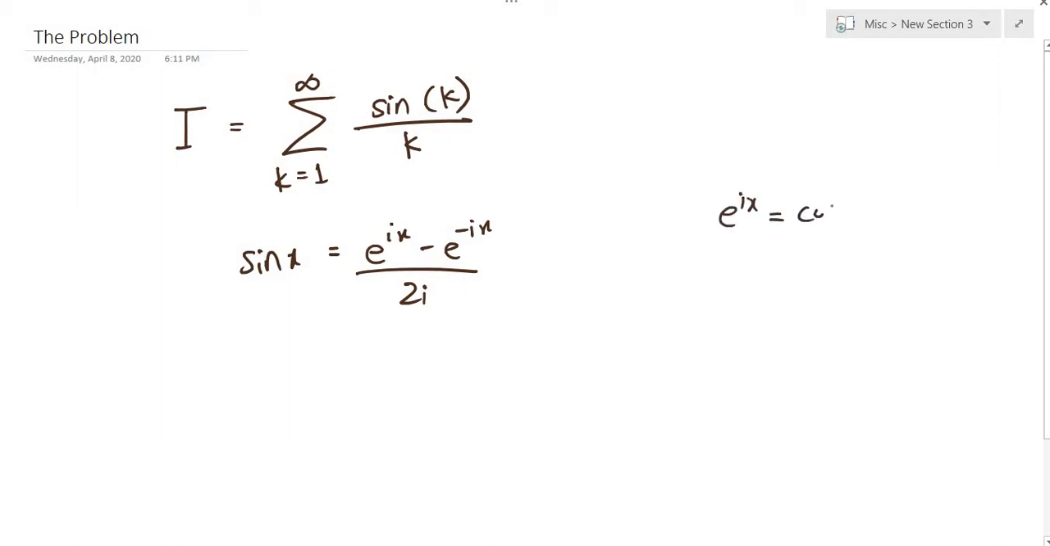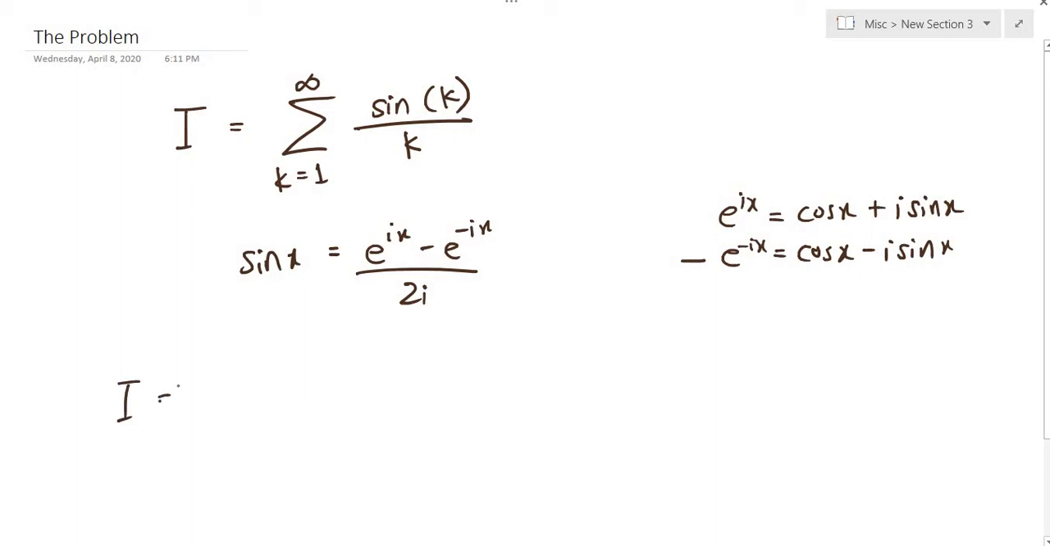This is basically using Euler's formula. e raised to ix is equal to cosine of x plus i times the sine of x. And e raised to negative ix is cosine of x minus i times sine of x. You subtract the second equation from the first equation and you divide by 2i, you end up with sine x. You may pause the video and try it on a piece of paper if you want.